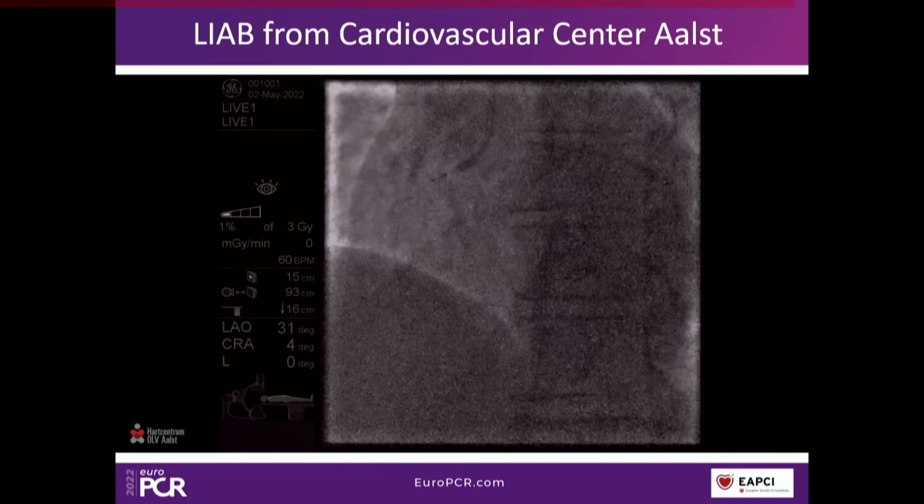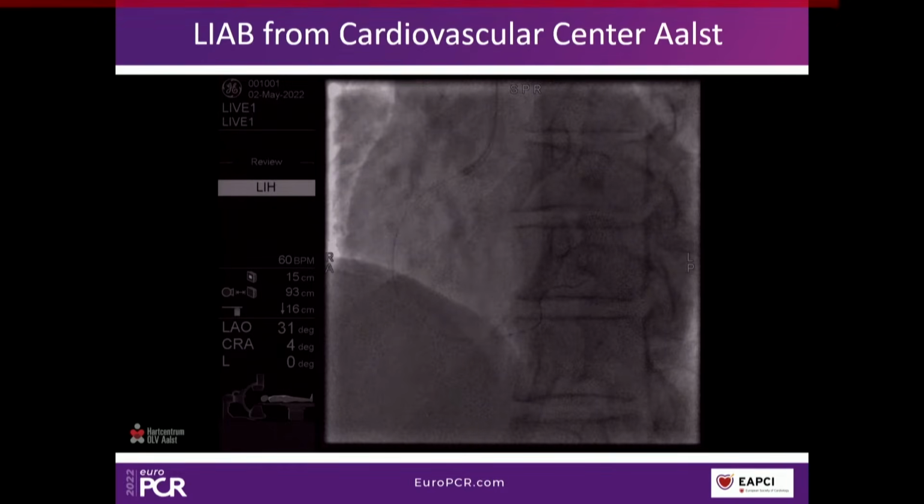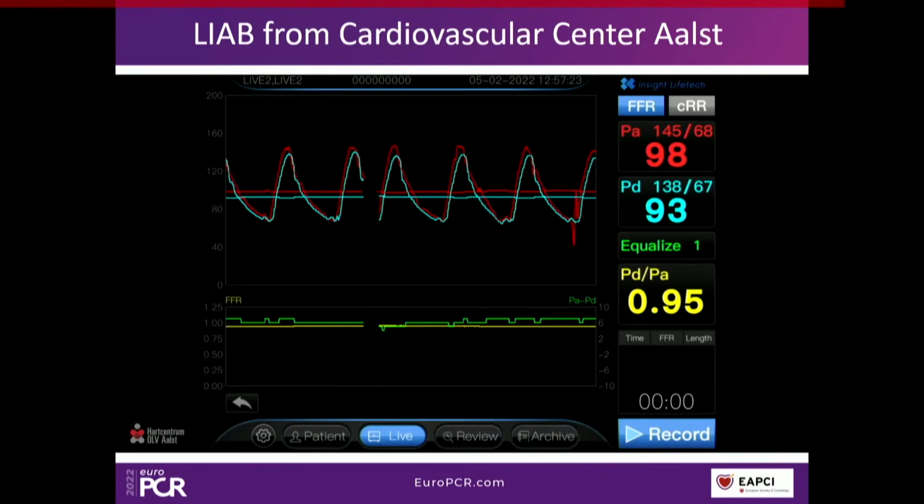Next step is to introduce the pressure sensor distal to the lesion and, as we have explained before, it is an easy catheter to use. You just slide it over the workhorse wire, and then we will record the resting values.